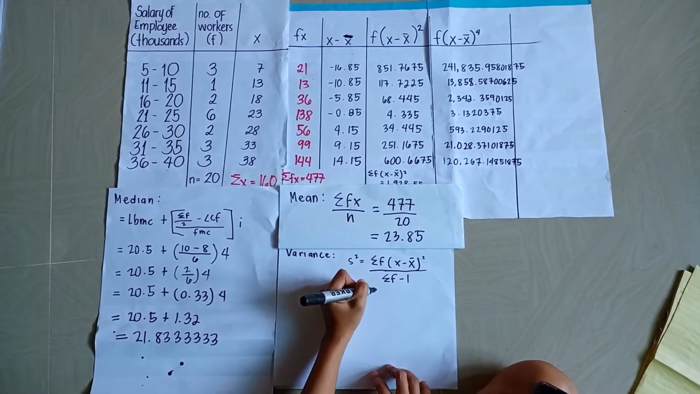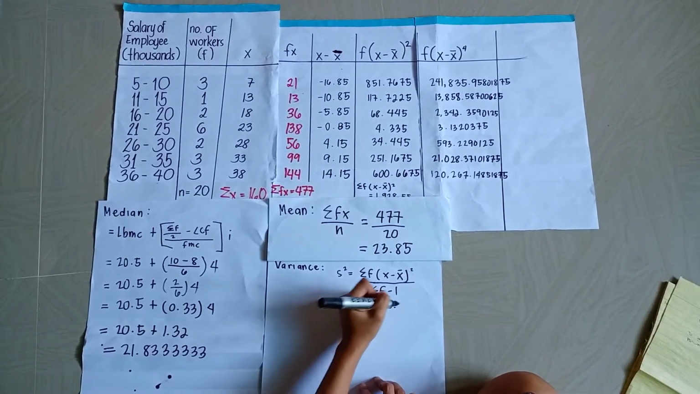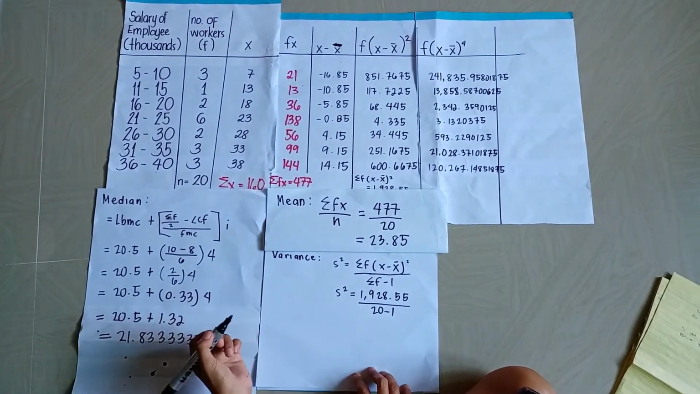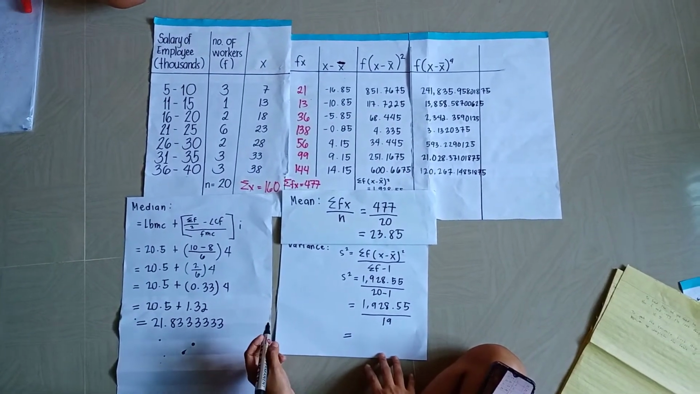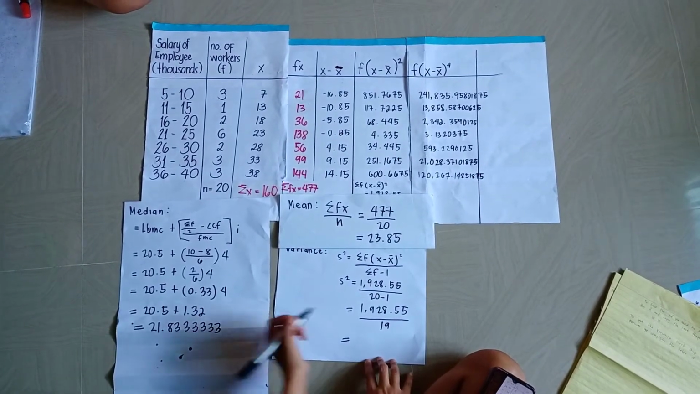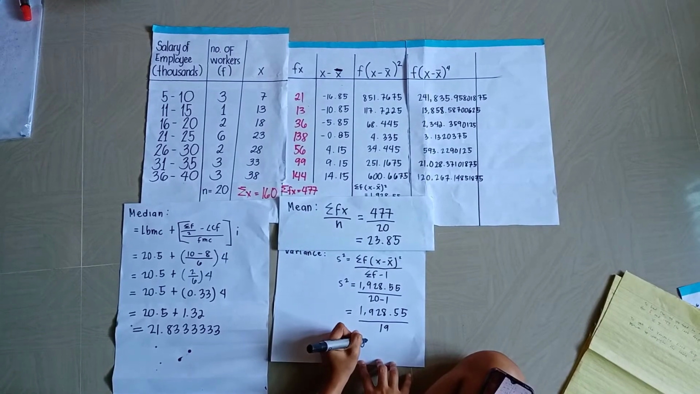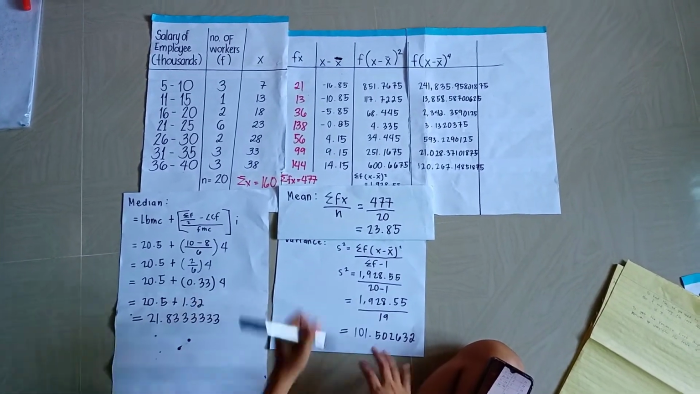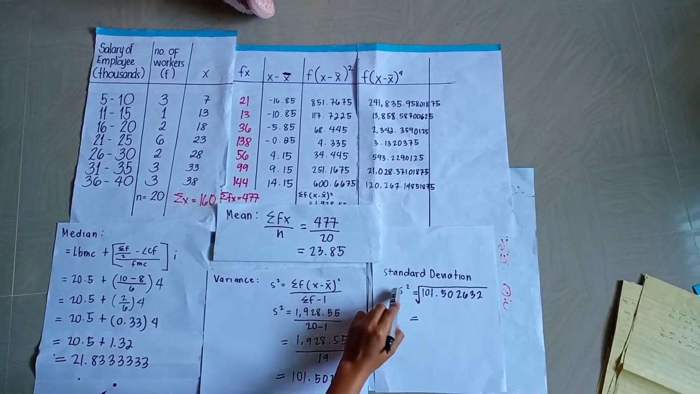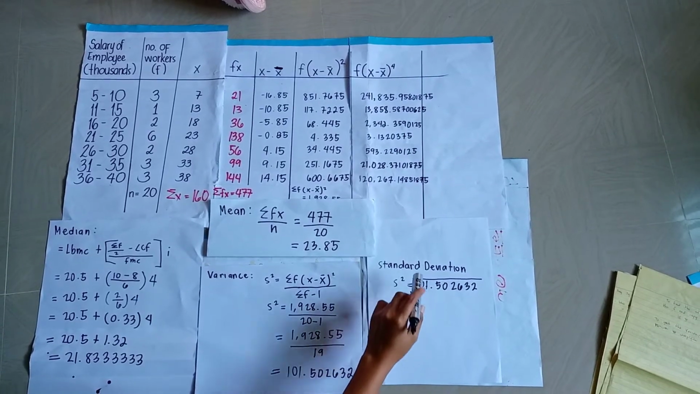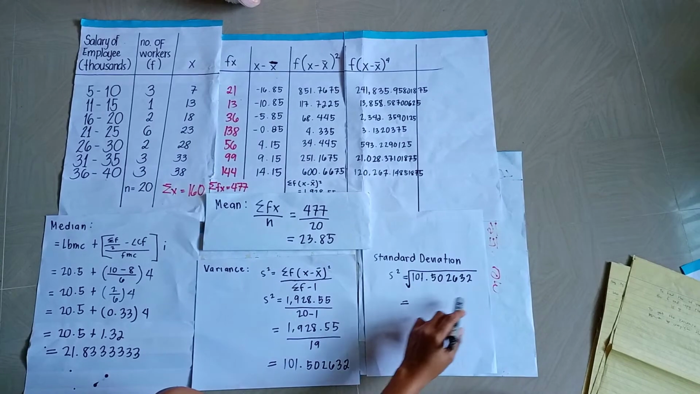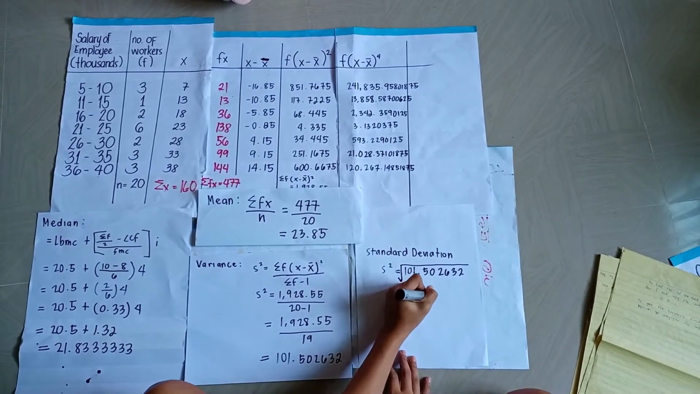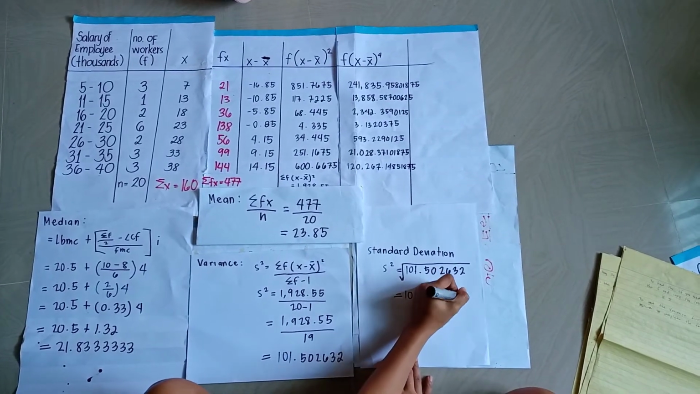After we complete the table, we can solve the variance. S squared is equal to 1928.55 over 20 minus 1, which is equal to 1928.55 over 19, equal to 101.502632. And for the standard deviation, S squared is equal to 101.502632, and the square root is 10.0748514.